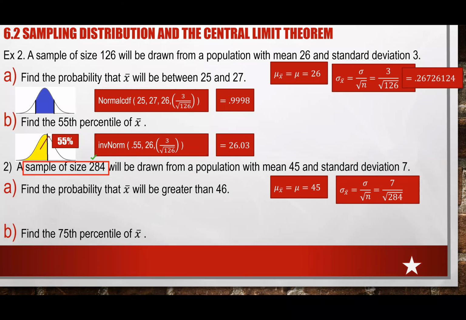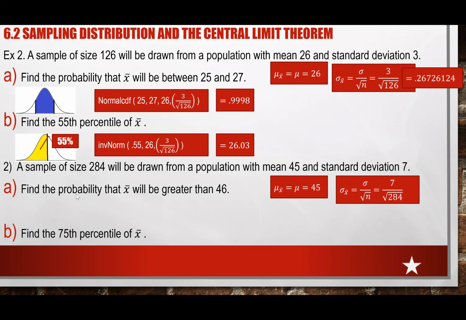And to do that, we need to take the population standard deviation, in this case 7, divided by the square root of 284. So that's the idea: in order for you to do anything related to a sample, you need to find the standard error. And to find the standard error, based on the central limit theorem, you need to take 7 divided by the square root of n. Okay, so those are your pre-steps to do, right?